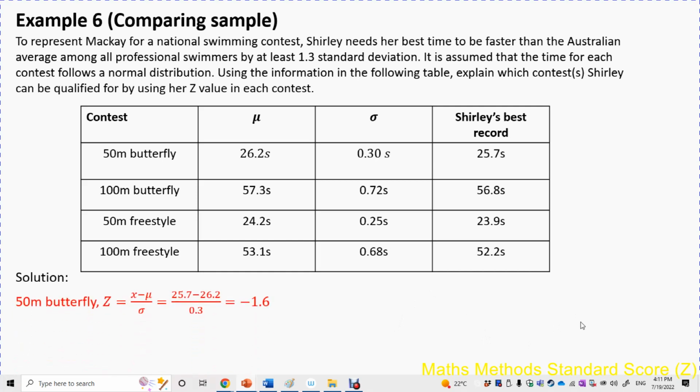All right, so 15-meter butterfly minus 1.6. You could calculate that, so try to spend some time calculating all the standard scores. Can you do that? Just pause for 5 minutes so you can work on all the z-scores and make your decision which contests she can represent her country in.